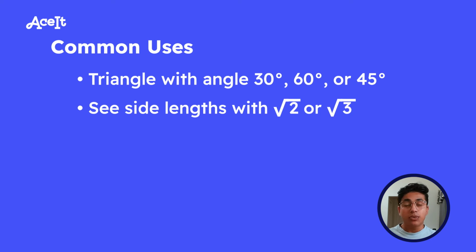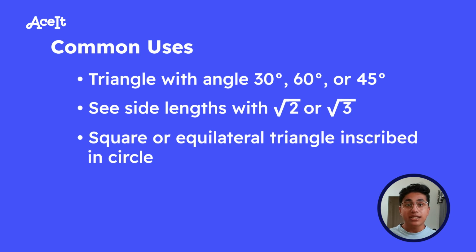The next one is the one that's most commonly overlooked, but it's whenever you get an SAT problem that's asking you about a square or an equilateral triangle inscribed within a circle. You're going to have to use the special right triangles to solve those.